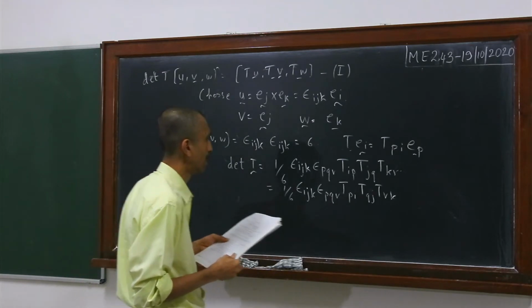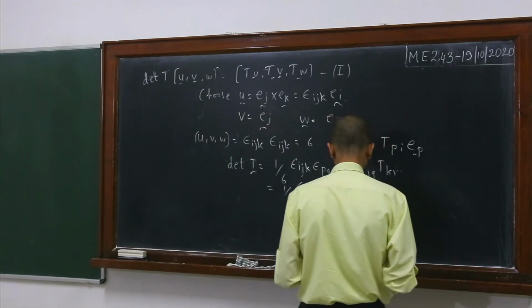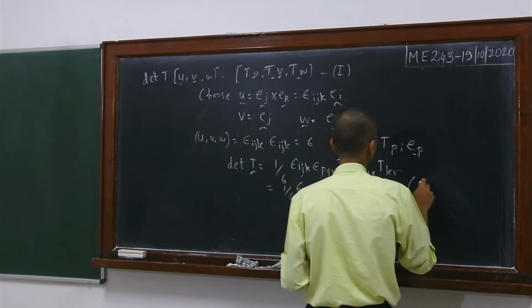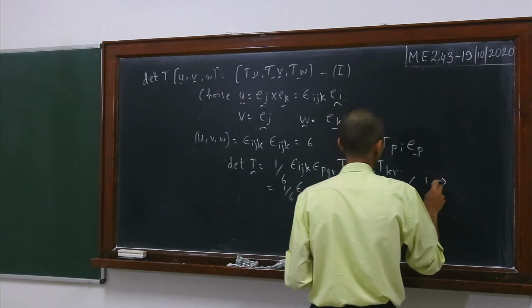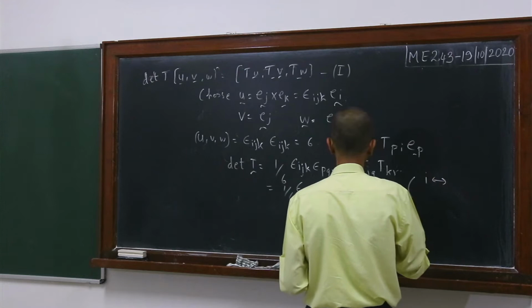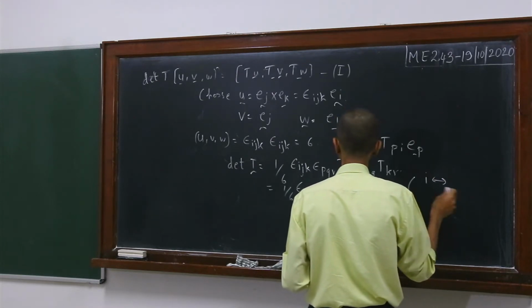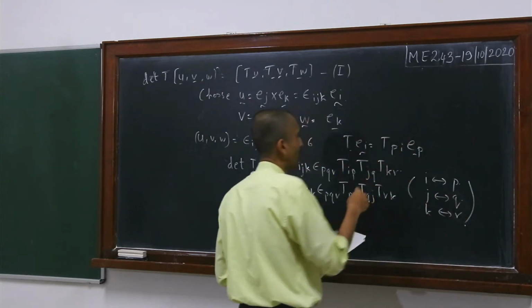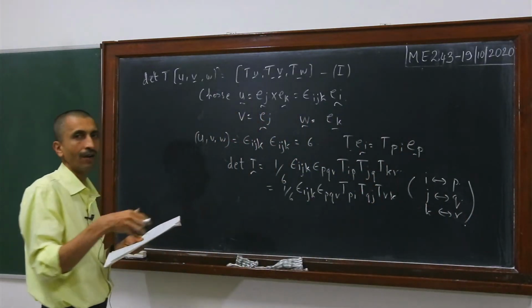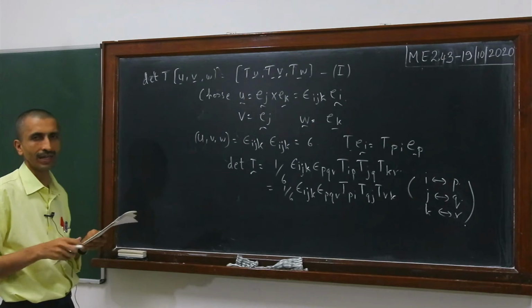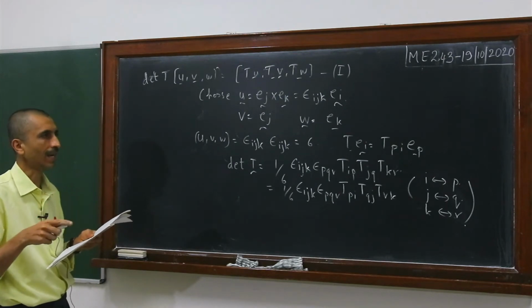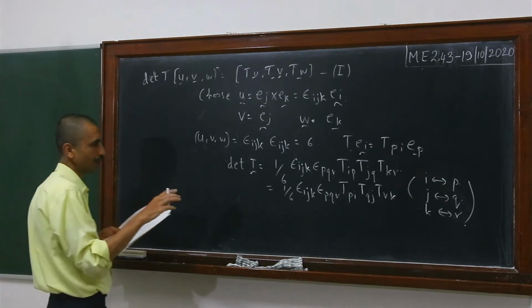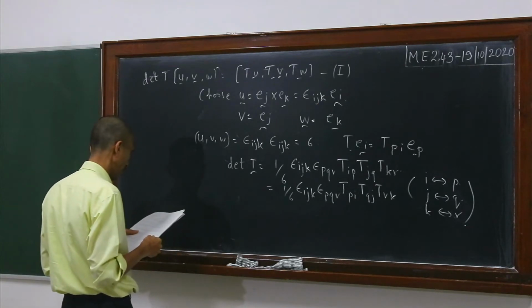So this is interchanging the dummy indices here. So let me say I goes to P, and then J is interchanged with Q, and K is interchanged with R. Okay. So from that you will get these two, and of course you may have to use the properties of the alternate tensor, such as epsilon IJK is epsilon JKI, and so on and so forth. Okay. So these are the two formulae you will get here.